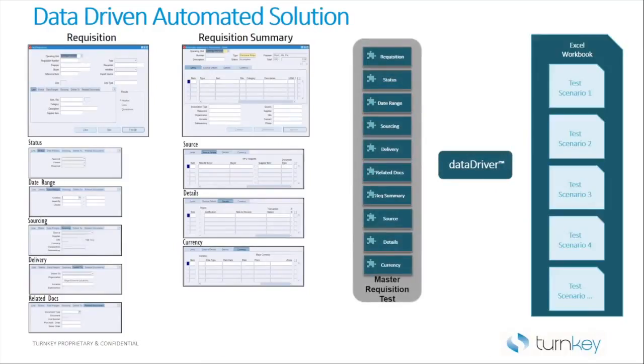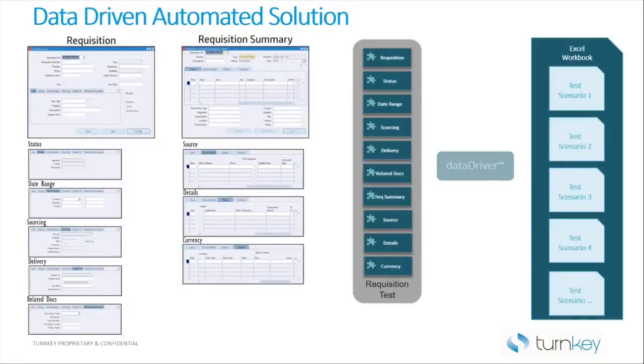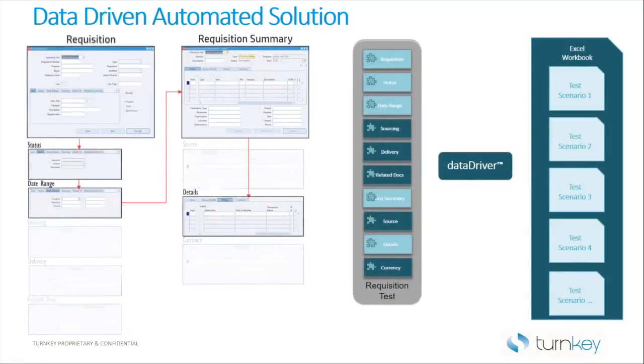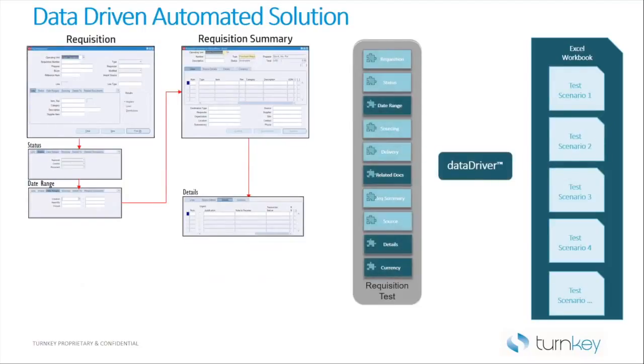Additionally, Turnkey C-Factory leverages a data-driven approach, separating tests from the data used to drive test flows. This method provides the agility to run multiple test data sets with a single test case, far better than the old path-locked, hard-coded, scripted automation approach. This slide shows the requisition business process that flows through the identified screens and is dependent on the test data used. This data-driven approach allows us to create and maintain a single master test case.